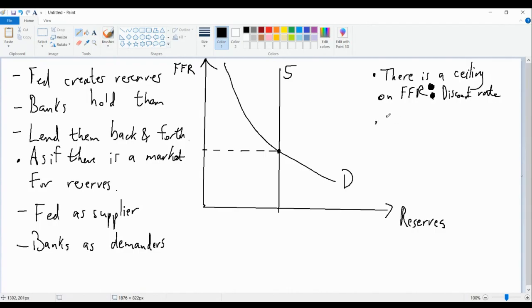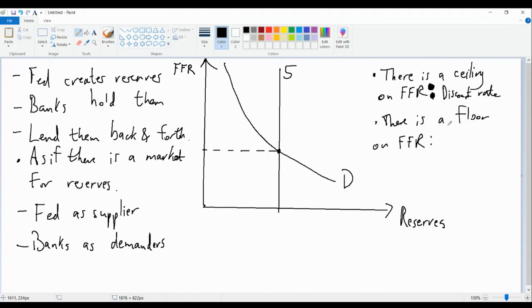Similarly, there is a floor on the federal funds rate. And what is that? Well, now suppose you were one of the banks that brings funds to the federal funds market. You're thinking of lending to someone in this market. You have an alternative. Instead of lending funds to other banks, if you have some excess reserves or undesired reserves, you could just leave them as reserves.